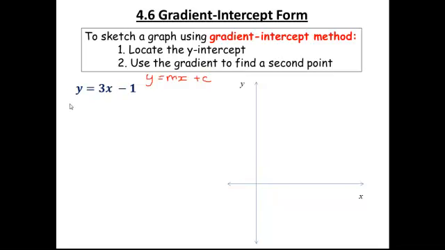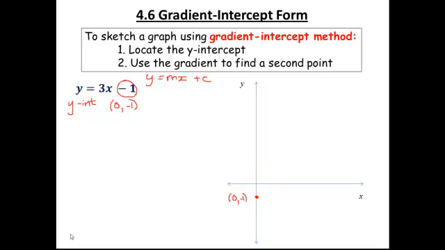So let's find out our y-intercept. That's quite easy because the y-intercept, remember, is just c. So the y-intercept in this case is just at -1, so it's at the point (0, -1). So I'm going to plot that on my graph. So (0, -1) would be about here. Okay, next thing I have to do is work out my gradient.